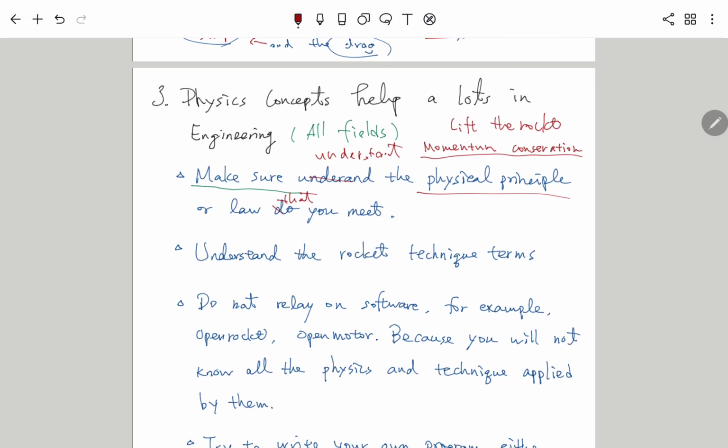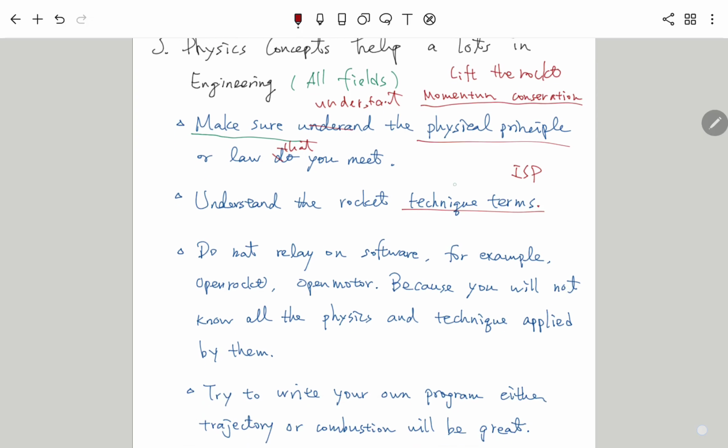So please understand the rocket technique terms. I repeat this again because if you don't know what ISP means, how could you design the rocket? Well, I don't know, honestly. Or even the structural ratio. Sorry, I have poor handwriting.